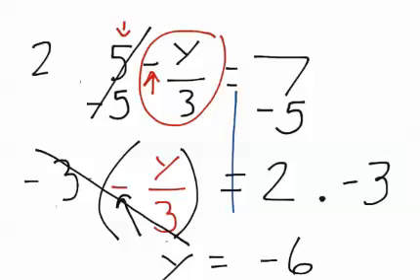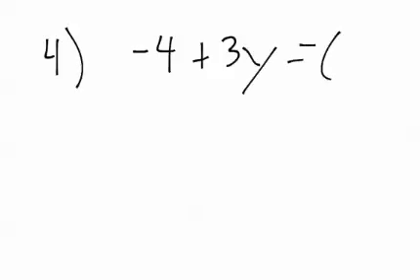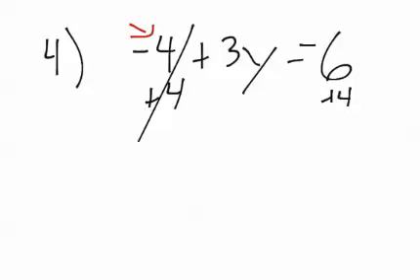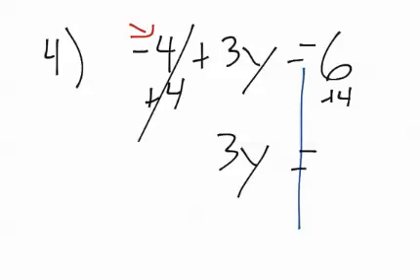Okay, number 4. Negative 4 plus 3y equals 6. Again, the constant is first. You see negative 4 is first. And the opposite of a negative 4 is a positive 4. So in order to get 0, we have to add 4 to both sides. Okay. So what am I going to bring down on the left side? Well, I'm only left with 3y. So 3y equals 10.